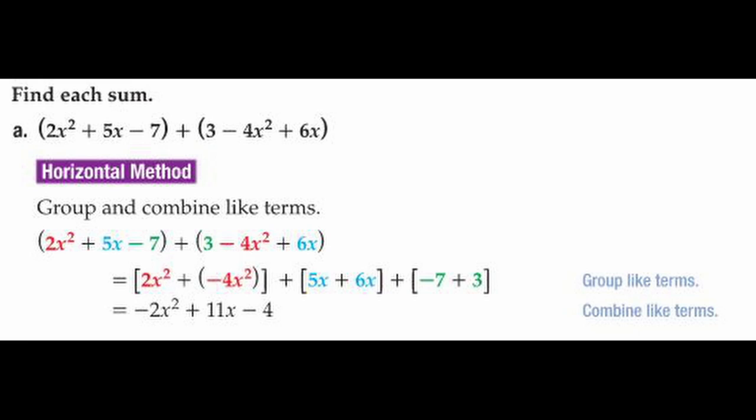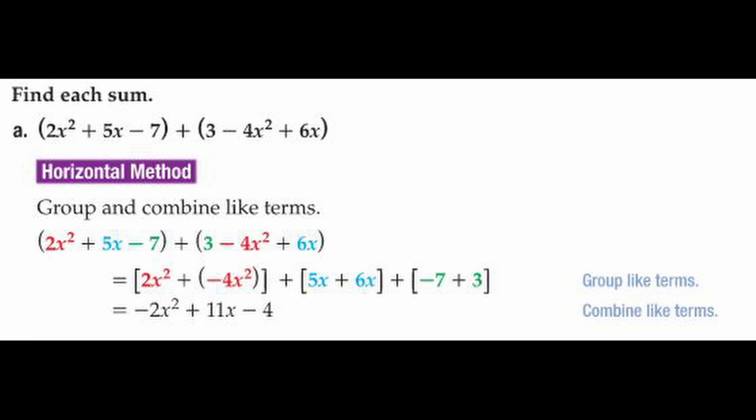So in this one, we're always going to focus on the horizontal method. If we had more time, I'd show you the vertical method. We don't, so we'll just worry about the horizontal method. You find all of the x squareds because that's your highest power. So in the first set of parentheses, you have 2x squared, and in the second one, you have a negative 4x squared. And as you can see down here where it says group and combine like terms on the second line down, the 2x squared is being added to the negative 4x squared.